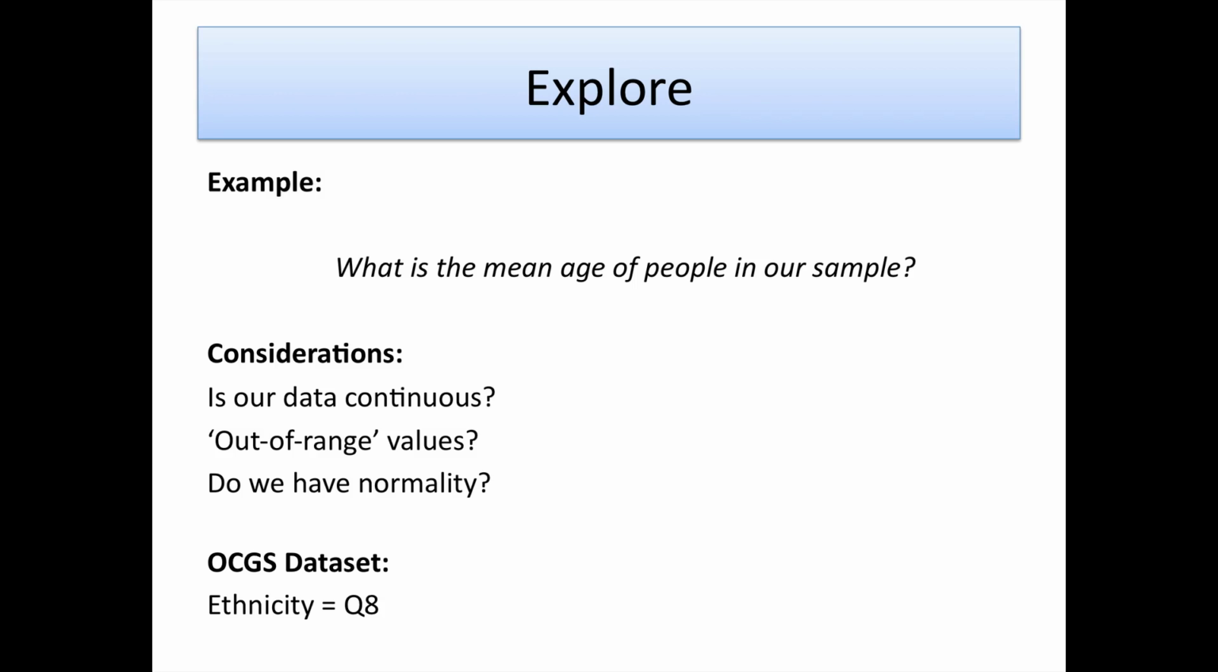Now we do actually have a few considerations that we have to think about. Is our data continuous? Well, actually, yeah, we know it is, that's fine. Are there any out of range values? Well, we're not sure, we're going to have to check for that. And do we have normal data? Now this is really important, and it's something we have to check by using a histogram. Okay, and actually within the explore function, we're able to do this as a basic command.